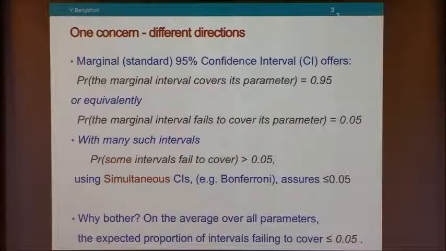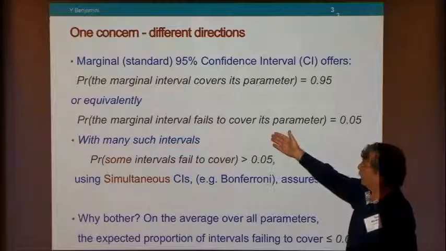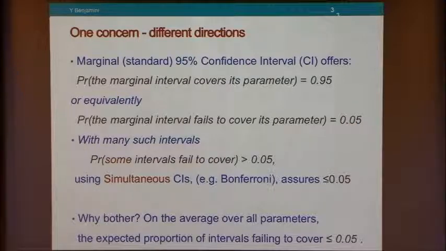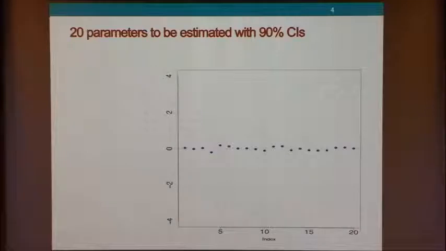More than that, why do we bother about multiplicity? What is the property of a confidence interval? The confidence is that on the average, it will fail in less than 0.05. But the expected proportion of intervals failing to cover is also less than or equal to 0.05. If you're doing 100 confidence intervals, on the average, it will also be less than 0.05. So why bother at all? Okay, so let me explain what bothers me, at least, in that, and why I care about it.